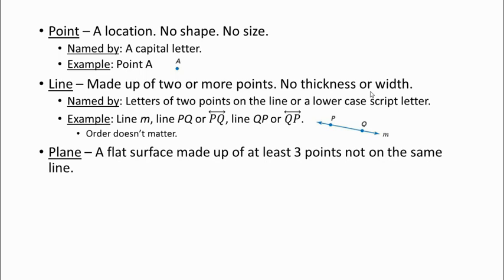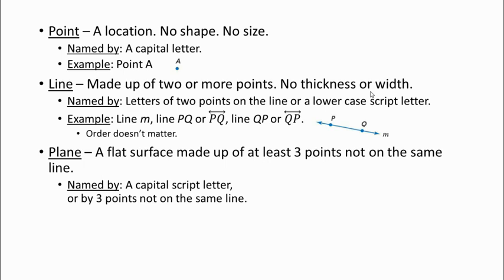All right. And then a plane is a flat surface made up of at least 3 points not on the same line. So think of a plane as your basic two-dimensional shapes. Triangles, rectangles, squares, hexagon, octagon, rhombus. All those are different examples of planes because they have at least 3 points that are not on the same line. So it can be named by a capital letter or 3 points not on that line.